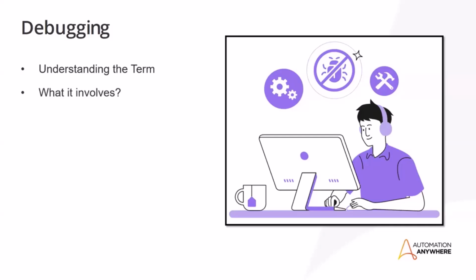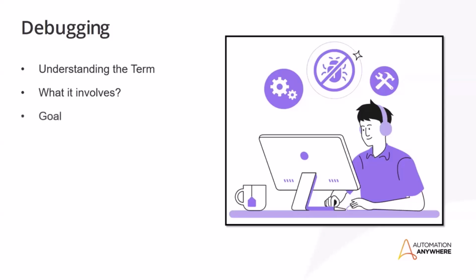What does it involve? This involves running our software program, in this case, our taskbot. We have to run our taskbot and keep checking and tracking what is the source of error, from where we are getting this issue. In order to know that, we have to run our bot repetitively and place some breakpoints. I'll come to that term later.